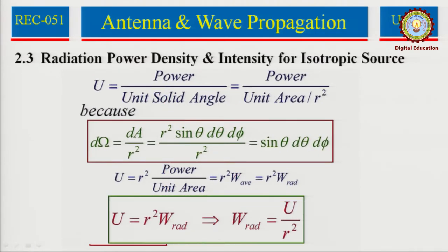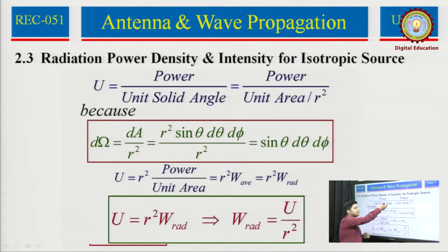This is power density. What is power density? U is nothing but the power available in a given direction per unit solid angle, or power per unit solid angle. This definition I stated earlier; it is nothing but power density per unit solid angle. So power per unit solid angle, okay. dA upon r square is the same, this is the solid angle, and its value is sin theta d theta d phi.